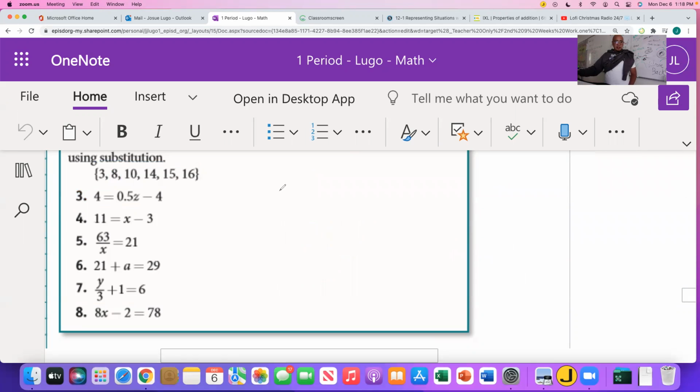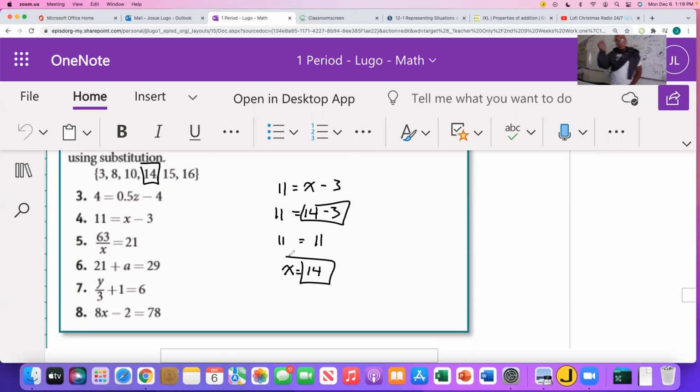For example, number 4. 11 is equal to something, x minus 3. Now I can do this one in my head. In fact, I know it to be 14 because if I do 11 is equal to 14 minus 3, I know that 14 minus 3 is indeed equal to 11. That solves this equation, meaning that x has to be equal to 14. That would be the solution for this problem. But notice that I chose from one of those numbers right there. I substituted it for the variable, and now it makes the equation true.